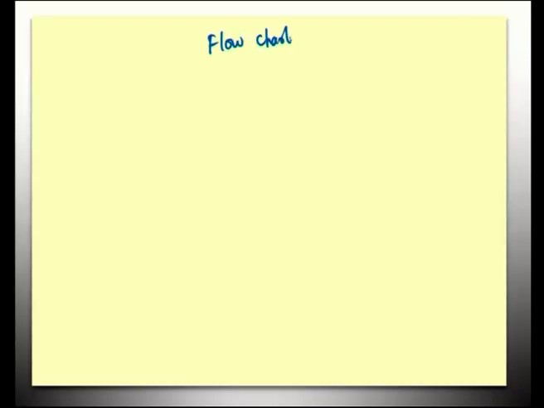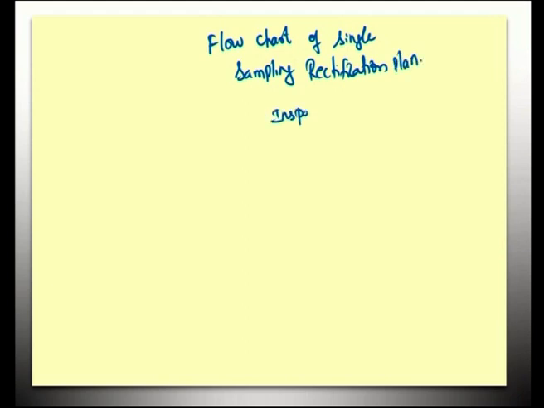Flow chart of a single sampling rectification plan. What is that? It is all based on a d and a C value. First job is to inspect a sample of size n, and d is the number of defectives in the sample.